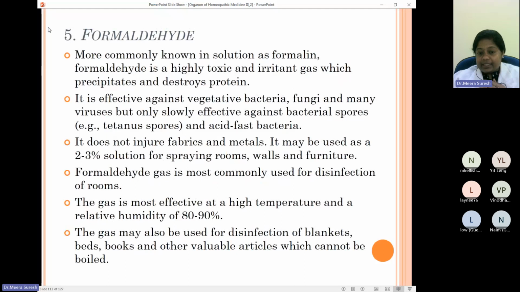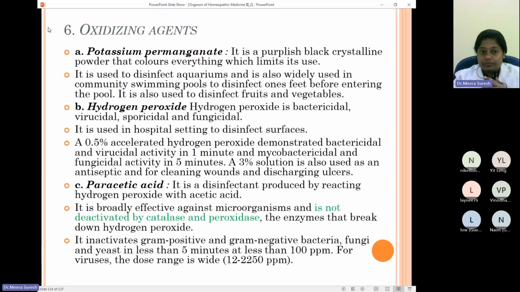It does not injure fabrics and metals. It may be used as a 2 to 3% solution for spraying rooms, walls, and also furniture. But mind, because it will be very, very pungent and irritant. Formaldehyde gas is most commonly used for disinfection of rooms. The gas is most effective at high temperature and a relative humidity of 80 to 90%. The gas may also be used for disinfection of blankets, beds, books, and other valuable materials which cannot be boiled.